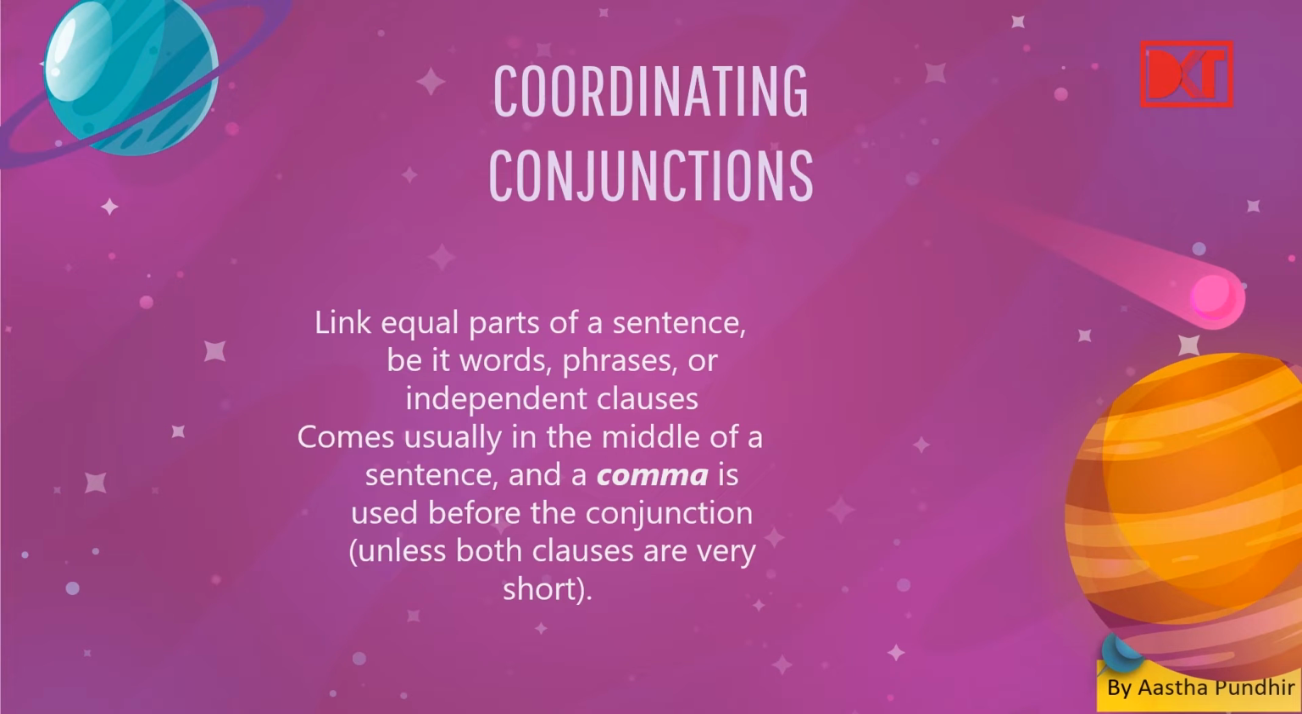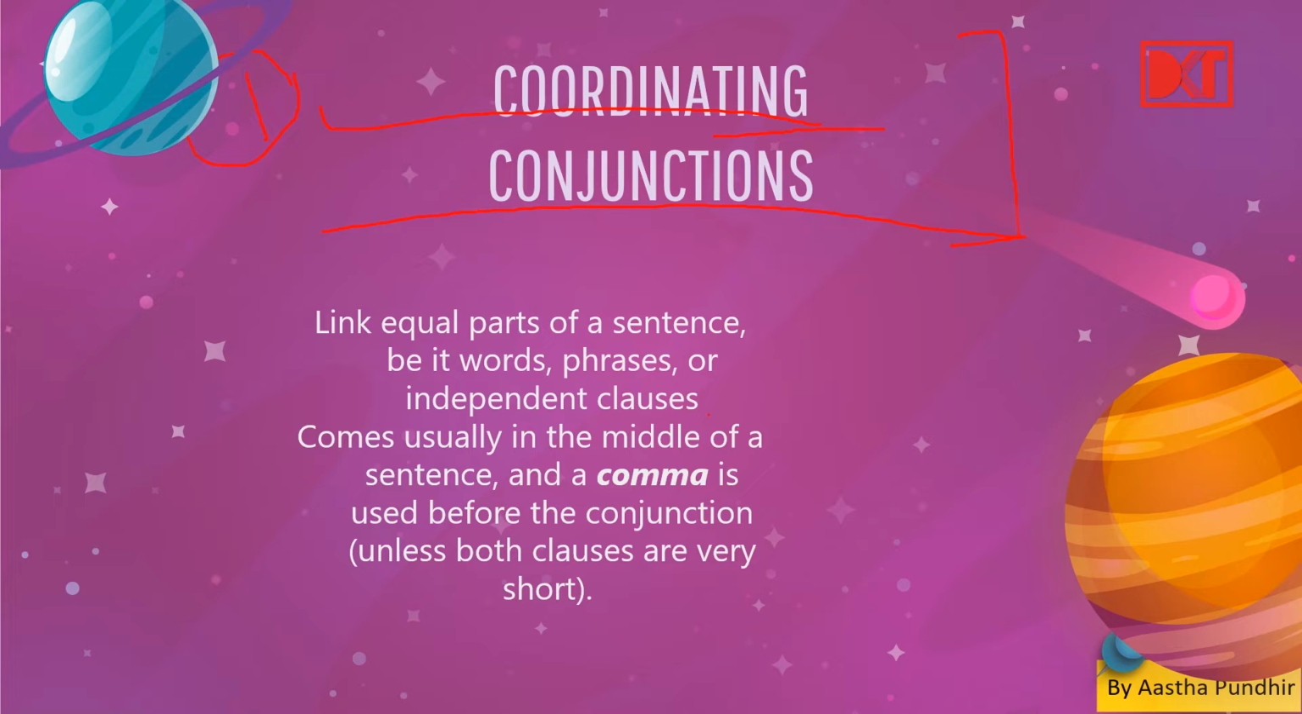Alright, so now we will do the various types of conjunctions. ताकि आपको questions में आसानी हो. Let's read the various types. First is the coordinating conjunctions. Coordinating conjunction जैसे हमें नाम से ही पता चल रहा है. What do? They coordinate. They coordinate. How? They link equal parts of a sentence, be it words, phrases, or independent clauses.